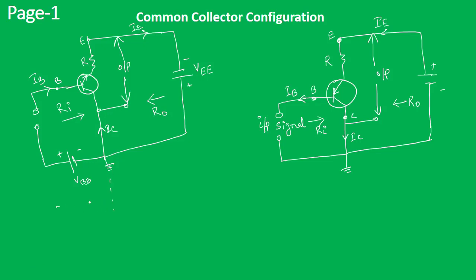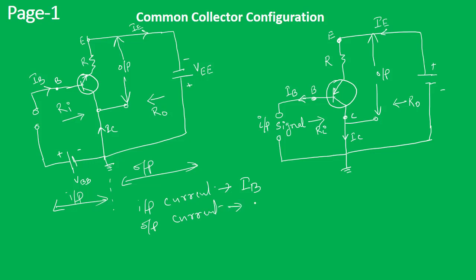This is the input section, and this is the output section. So naturally we can see the input current is IB. So just like CE configuration, in CC also IB is the input current, but the output current here is now IE, and input voltage between the terminal base and collector.